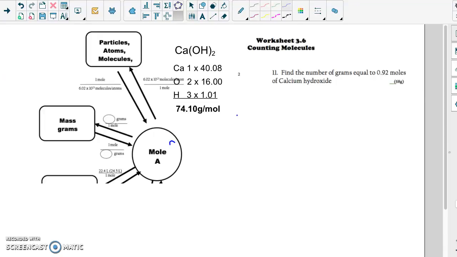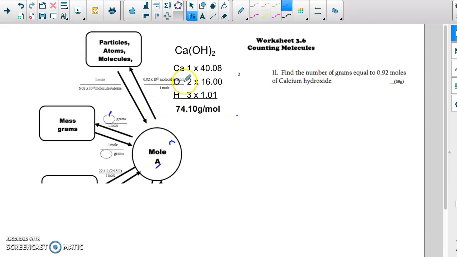I wanted to show you a mole conversion between moles. So on our diagram, we're going to be starting at the mole circle, and then we're going to be going out to grams. And grams are out here. So what we need to do is calculate this molar mass in order to do this problem.